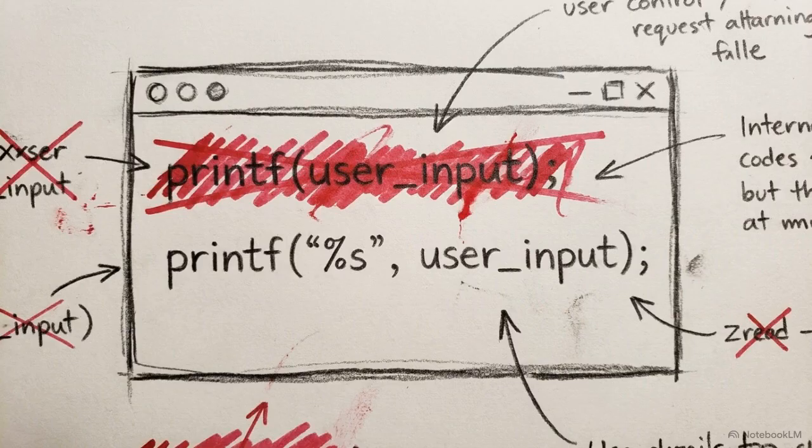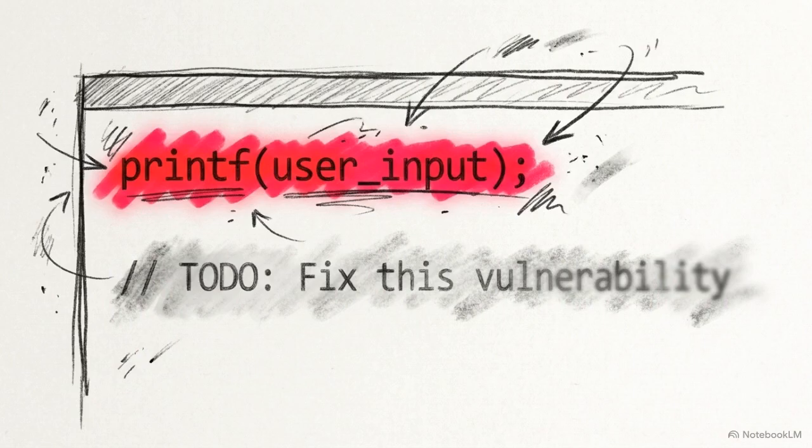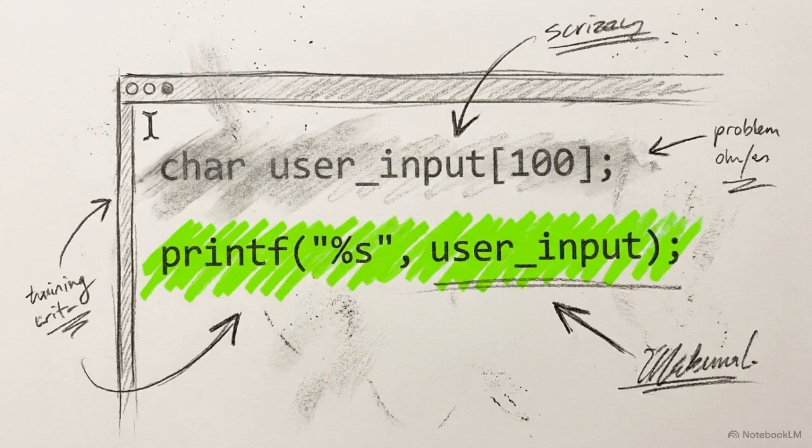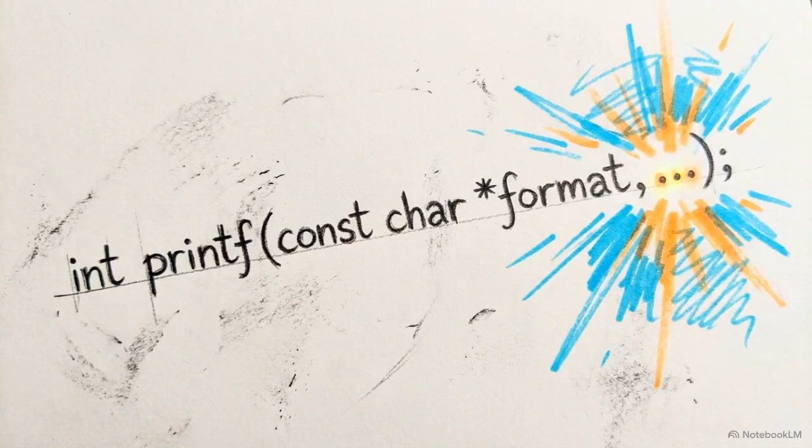To see how this happens, look at these two lines of C code. The red line lazily passes raw user input directly to the print function. The green line safely dictates that the input should be treated strictly as text. The root cause of the vulnerability lies in how functions like printf are structured. They belong to a category called variadic functions.